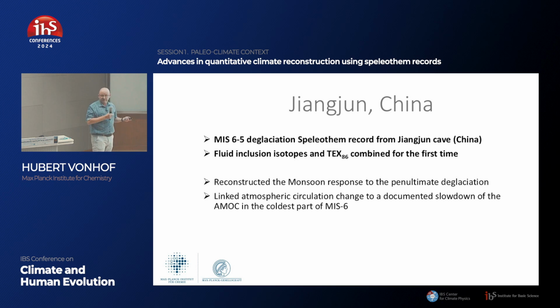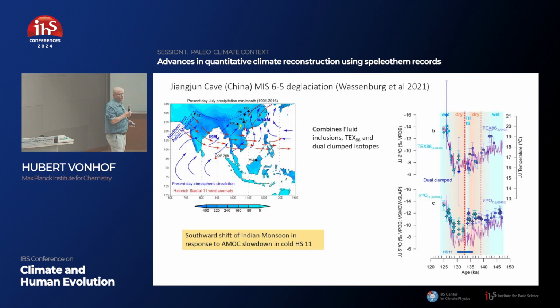So what Jasper did, he reconstructed, in fact, the response of the monsoon system to the penultimate deglaciation. This is how you could see it. And he linked that to a significant atmospheric circulation change because we had these new data, we could play that game. Okay, so very colorful. So what does it look like if you go in detail? Let me draw your attention to the right side of the graph first.